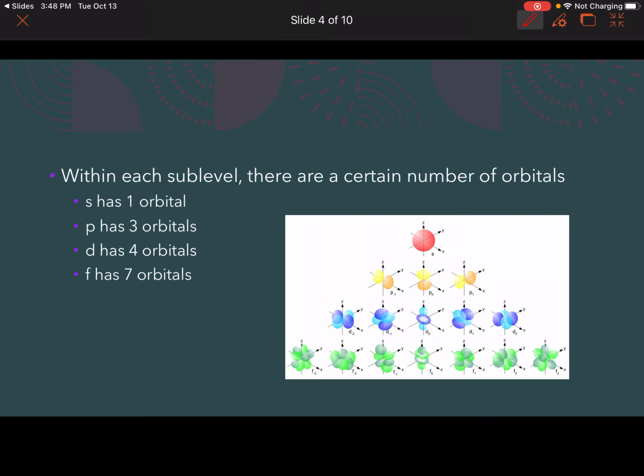S only has 1 orbital. Remember, this is S, P, D, and F. P has 3 orbitals, so we've got PX, PY, and PZ. And then we've got D, which, oh geez, that's a typo. Sorry guys, that's not 4, that's 5. D has 5 orbitals. So I've got 1, 2, 3, 4, 5. They're kind of weird names, and I'll give you a handout for these diagrams. And then F has 7 orbitals. So the sublevels all have different numbers of orbitals.